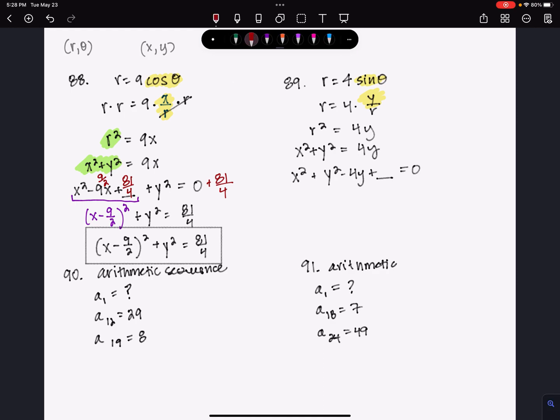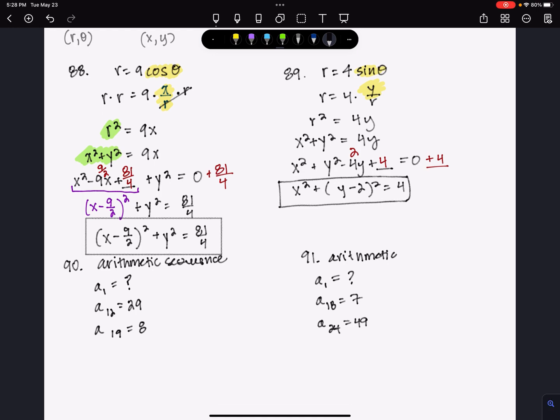Half of 4 is 2. 2 squared is 4. Adding 4 on the left means I have to add 4 on the right. X squared plus y minus 2 quantity squared equals 4. And that is our equation in rectangular form.